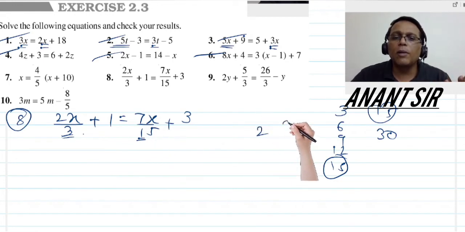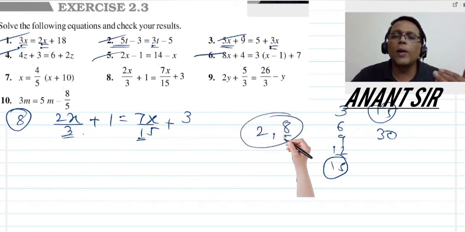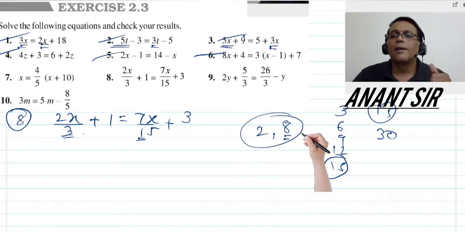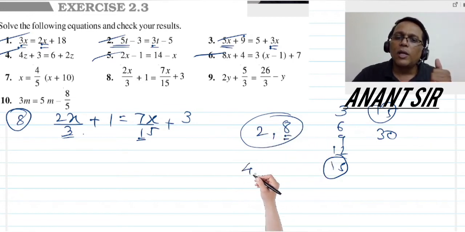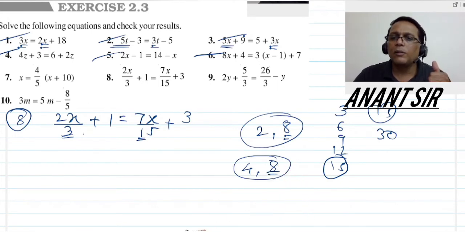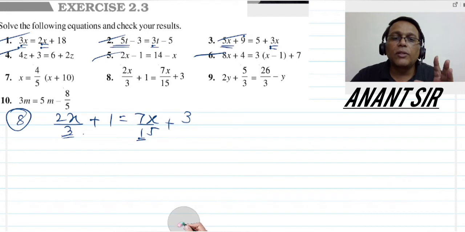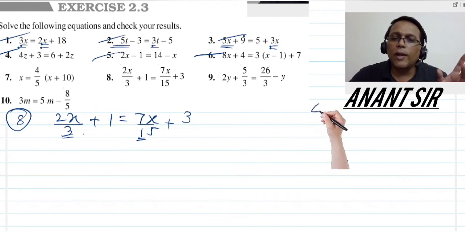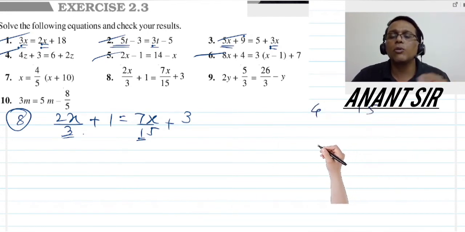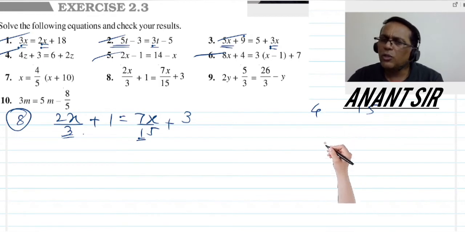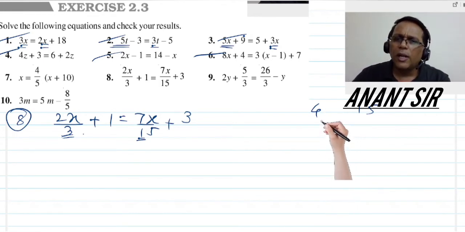For example, if I want to find the LCM of 2 and 8, it is going to be 8 only, because 8 comes in the table of 2. If I want to find the LCM of 4 and 8, it is going to be 8 only. Now if the numbers were different, then what to do? If, for example, one number was 4 and the other was 15, again you can just write the table and we will get the number.